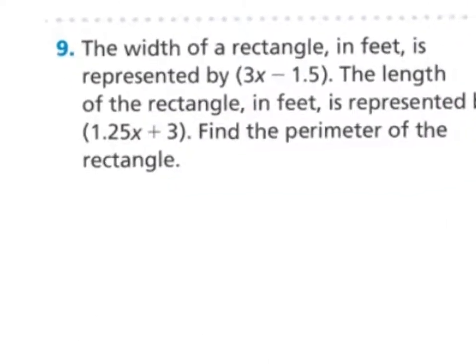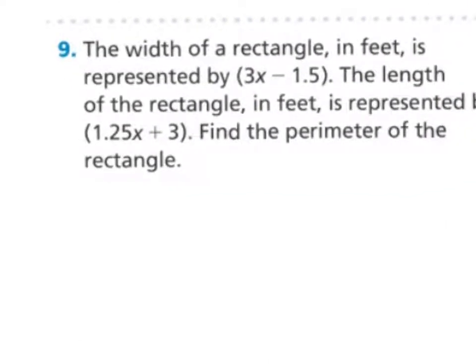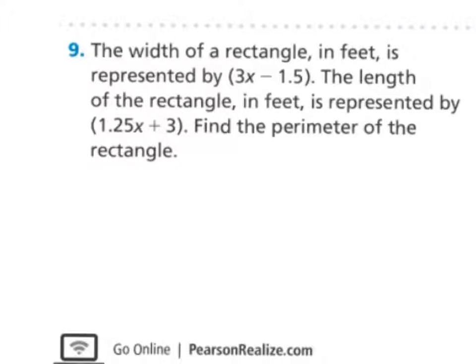So we go to number 9. Width of a rectangle in feet is represented by 3x minus 1.5. Length is 1.25x plus 3. Find the perimeter of the rectangle. So what you can do first, if you want to, you could kind of draw out a rectangle so we can visualize what's happening.